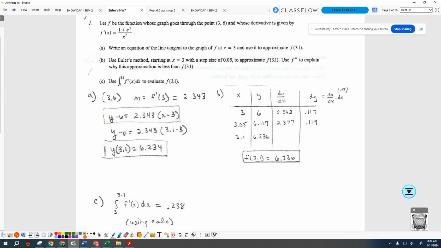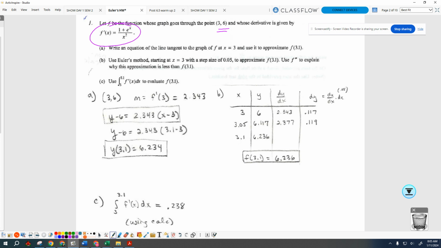1A says write the equation of the tangent line of f at x equals 3. So we have the coordinate. They gave us the coordinate (3, 6) on the calculator because I'm not expecting you to do this on your own. F prime of 3, they gave you the equation of the slope. Plug in 3 and get a decimal. So y minus the y value equals slope times x minus the x value. Plugging in 3.1 for x, we get 6.234. Good? Tangent line. Strictly tangent line.